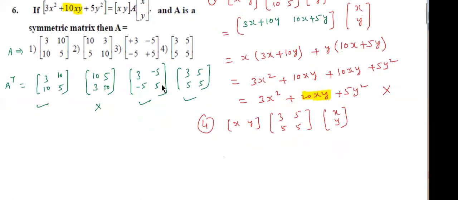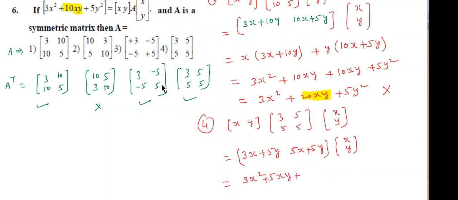Now multiply, students. 3x plus 5y, 5x plus 5y. This is into xy. Again multiply these two. 3x plus 5y into x, 3x square, 5xy plus 5x plus 5y into y, 5xy plus 5y square.